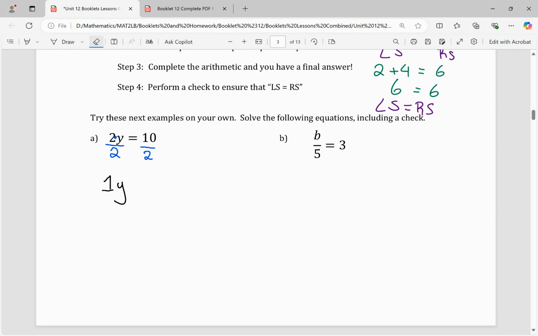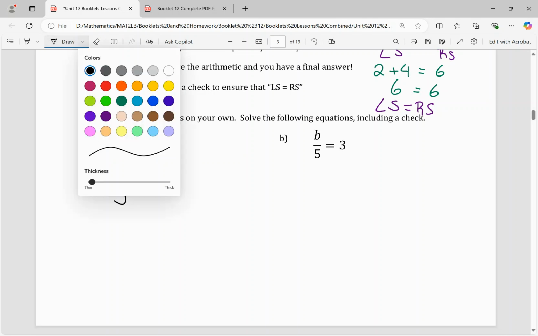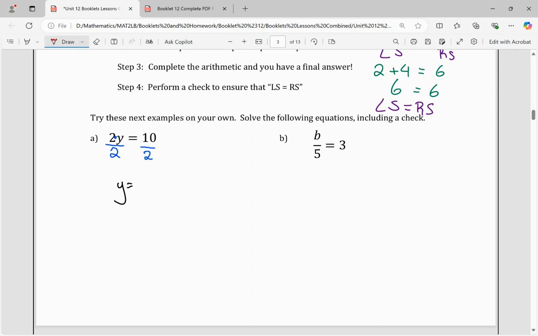And when the coefficient is 1, you don't need to write that at all. So the left-hand side has just become y equals. You've correctly isolated for y. Now, if you want, you can visualize that as our 2's canceling out. Now, on the right-hand side, we have 10 divided by 2. And 10 divided by 2 is equal to 5.